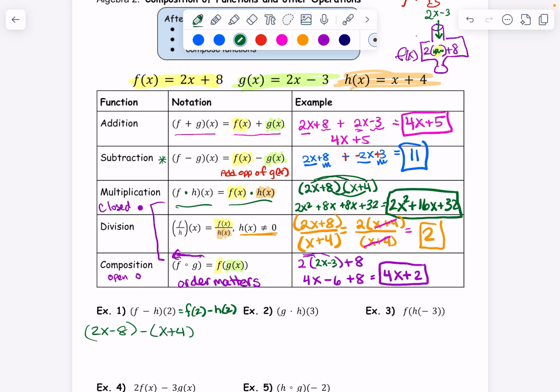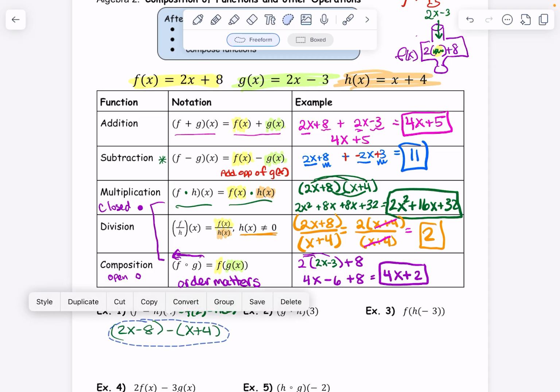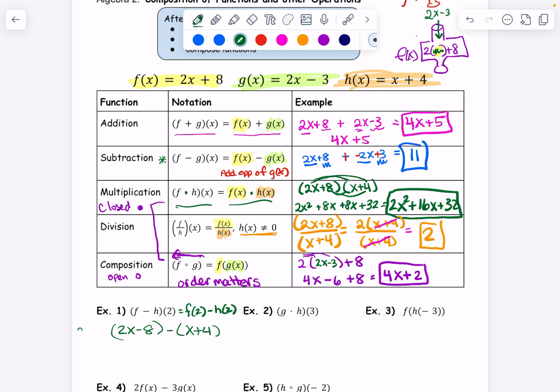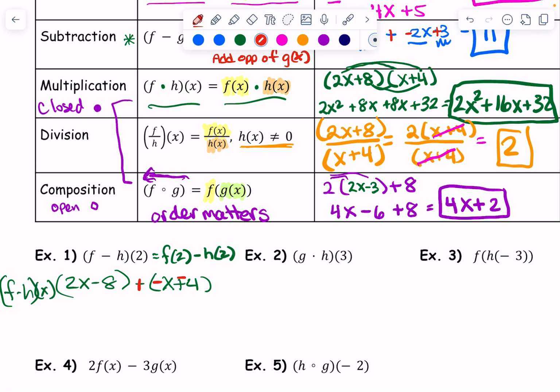So first we're going to find, actually let's move this over. In this case, we are going to find f minus h of x first. Okay? And so we remember that we add the opposite. So we'll make this addition and make this opposite. And so we'll end up to have 2x minus 8 minus x minus 4. And after we simplify everything, f minus h of x is going to be x minus 12.